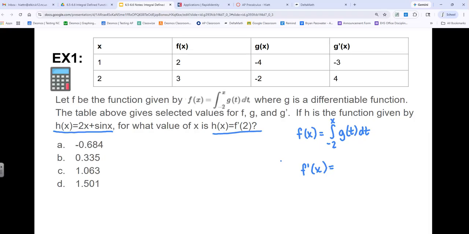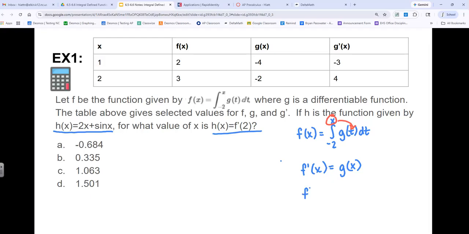Derivative of f of x going to be? It's just g of x. Right? Because if I take the derivative of that integral, that's what we were doing last night. The derivative and the integral just cancel each other out. You are taking that x, you're plugging it in right here. You are multiplying by the derivative of that x, but in this particular case, that's just 1. Right? So, f prime of x equals g of x.